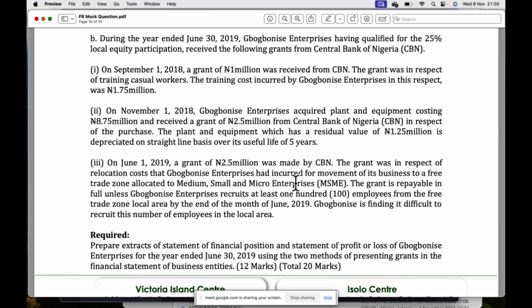They said the grant is repayable in full, meaning that he will repay this 2.5 million unless he recruits at least 100 employees. Okay, interesting. From the free trade zone local area by the end of June. And they are giving him this at the beginning of June. They now say that Gbogbo Nishe is finding it difficult to recruit this number of employees in the local area.